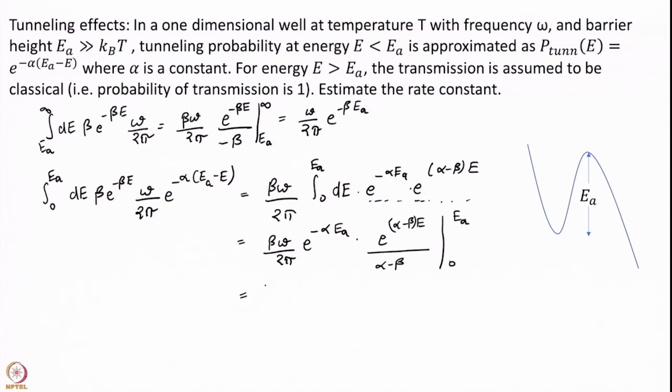So, this is nothing but beta omega over 2 pi e to the power of minus alpha Ea into e to the power of alpha minus beta Ea minus 1. Well, the total rate is nothing but the sum of these two.